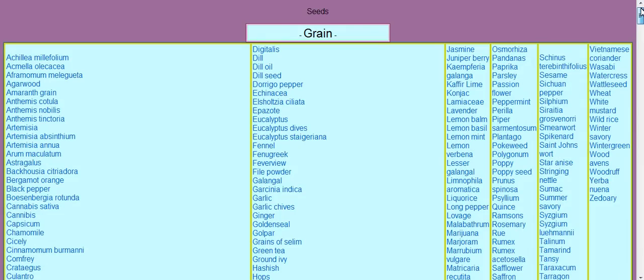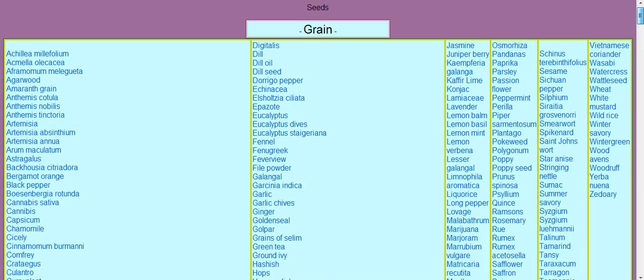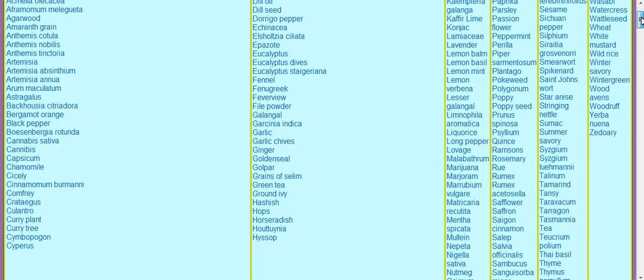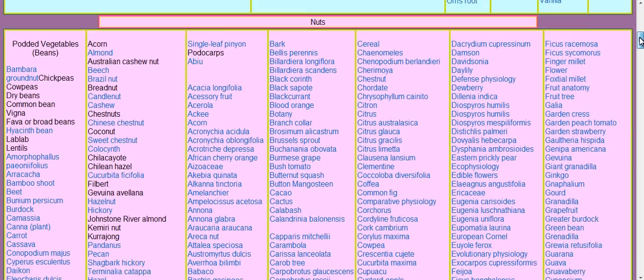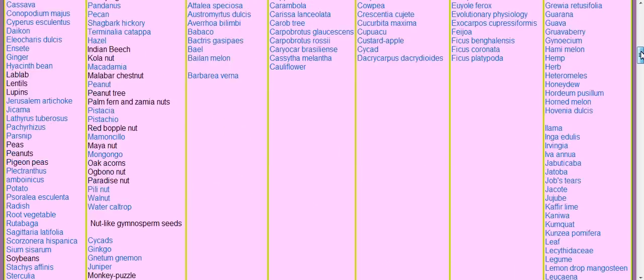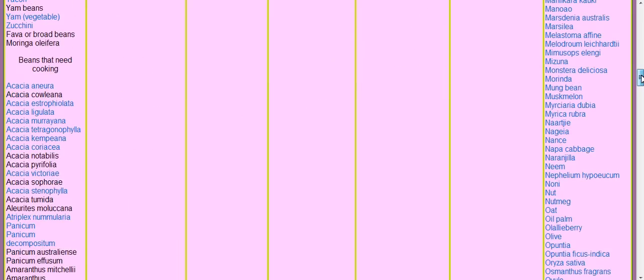So, grain. This is grain. There's lots of different kinds of grain, as you can see. Lemon is a grain. Well, I guess you have a lemon from the lemon plant or the lemon seed or the lemon tree. You can use the seed as a grain and eat it. And then nuts. Look at all the different kinds of nuts. I didn't know there were this many kinds of nuts. My Lord and Savior. Whoa.